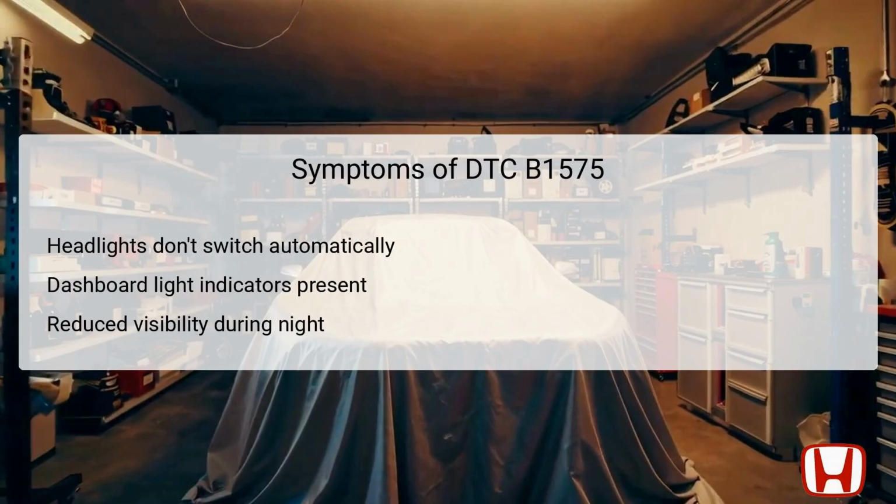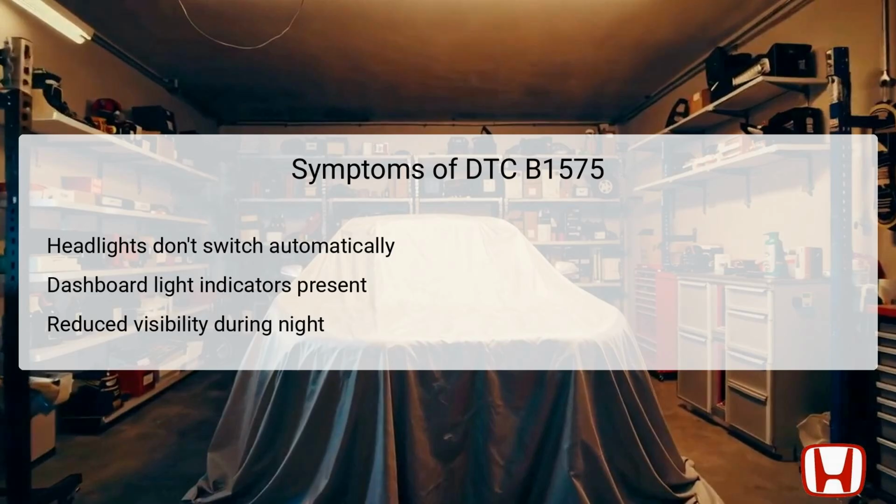When DTC B1575 is present, drivers may notice that the headlights do not automatically engage when necessary, leading to reduced visibility during nighttime driving. Additionally, dashboard indicators may activate, signaling a fault within the vehicle's lighting system. The vehicle may also experience irregular switching of the headlights, with some headlights remaining turned off despite low light conditions.